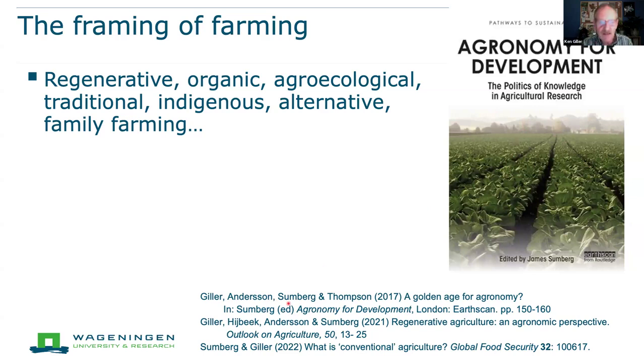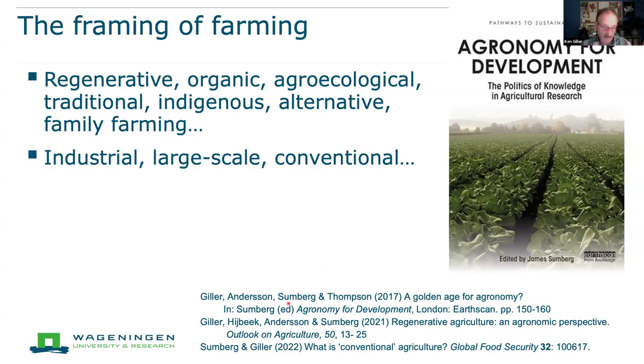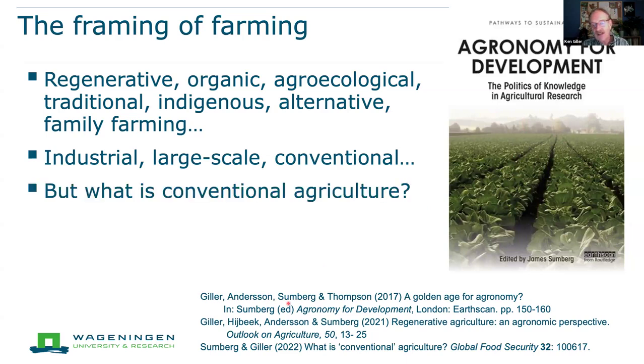So we tend to be talking all the time now, very much around the NGO community in Africa, about regenerative, organic, agroecological, traditional, indigenous, alternative family farming. We juxtapose that against this idea of industrial, large-scale or conventional farming. But when we actually ask the question, what is conventional agriculture? Jim Sundberg and I published a paper on that a couple of years ago in Global Food Security.